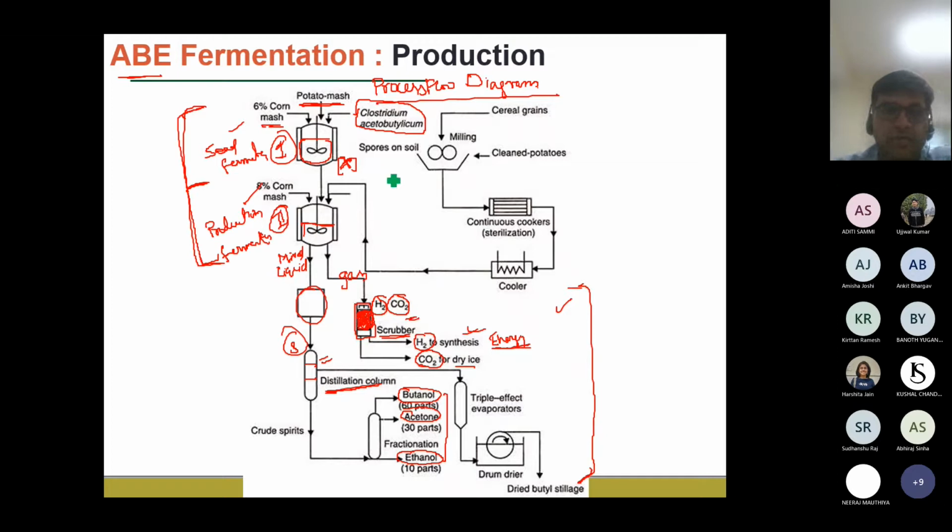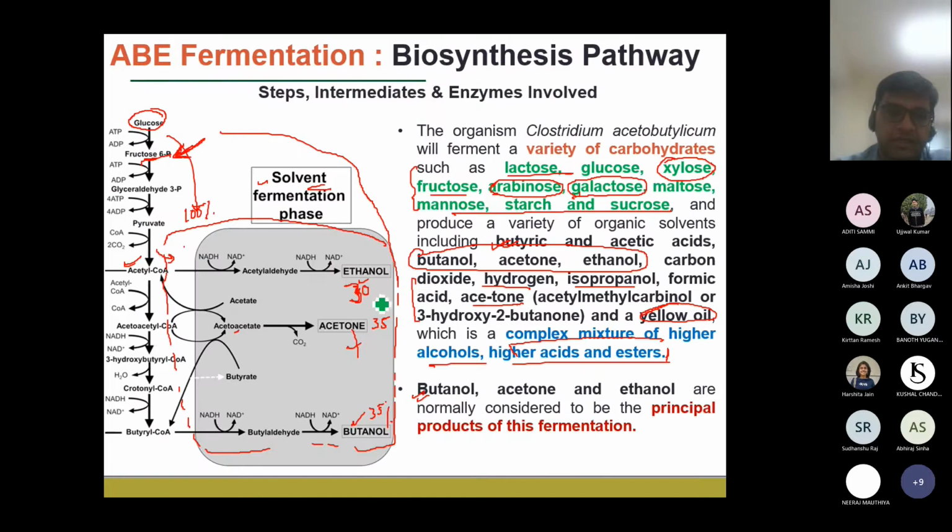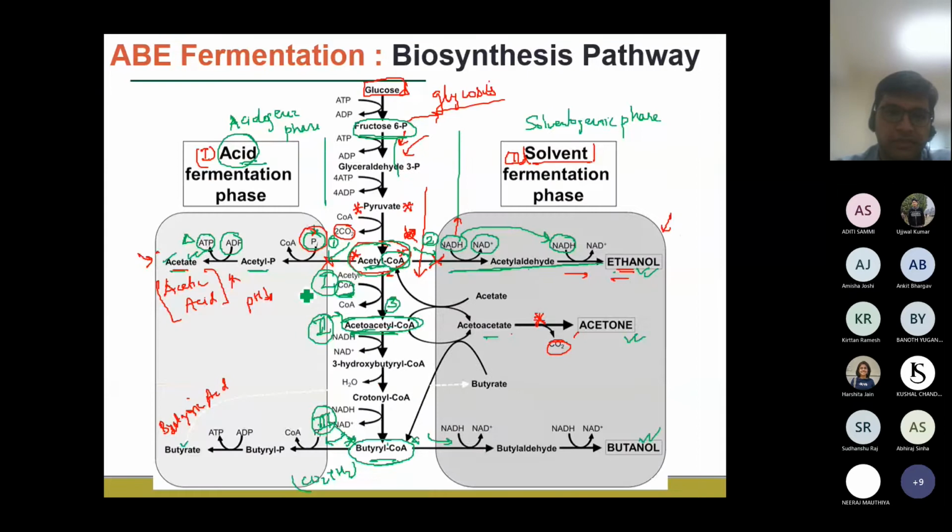Because if you look into the ABE fermentation, not only the acetone, butanol, or the ethanol is produced, but along with it there are gases being produced, like hydrogen and carbon dioxide gas. So whenever the gases are produced, we have a mixture of gases, and we have seen in our biosynthetic pathways at what stages the gases are produced, like the carbon dioxide is produced when the pyruvate is converted to acetyl CoA, and at the stage where the acetone is being produced.